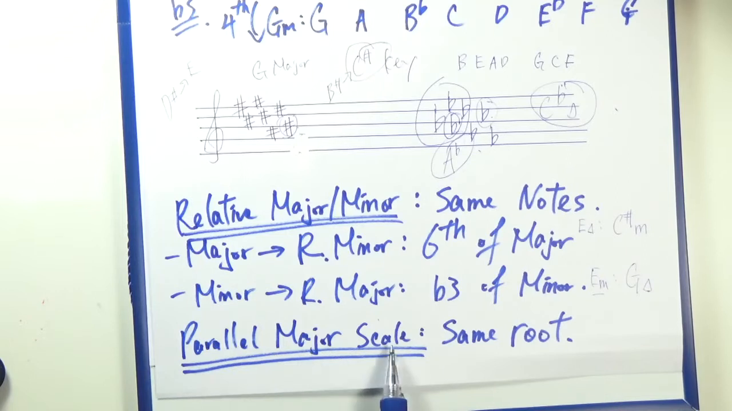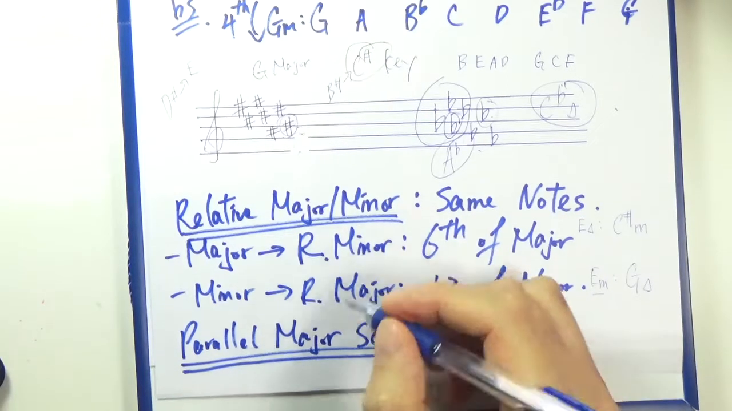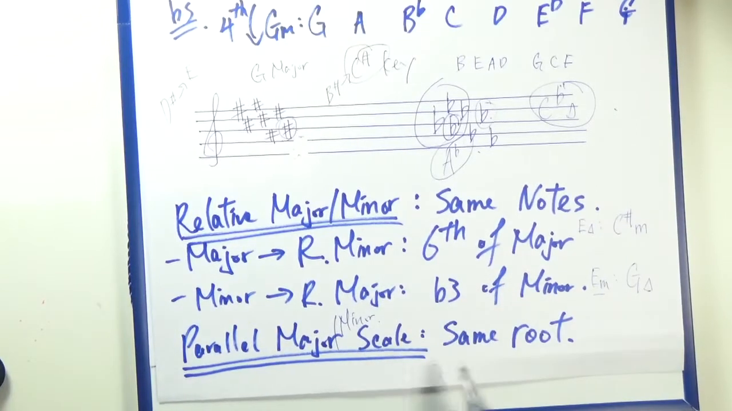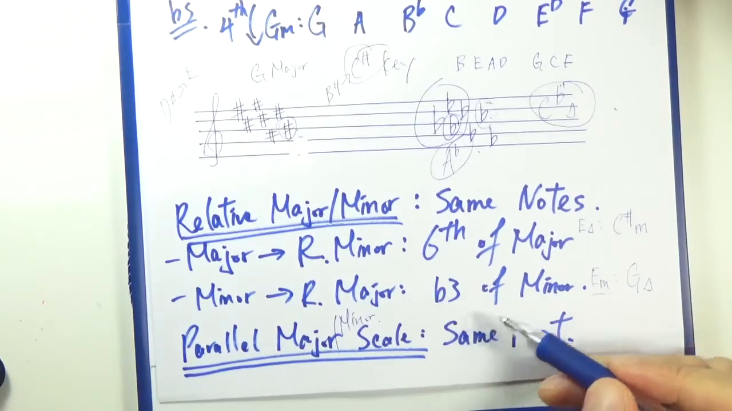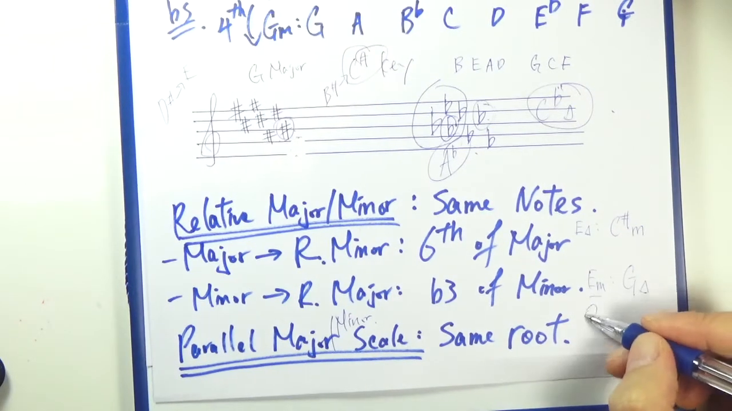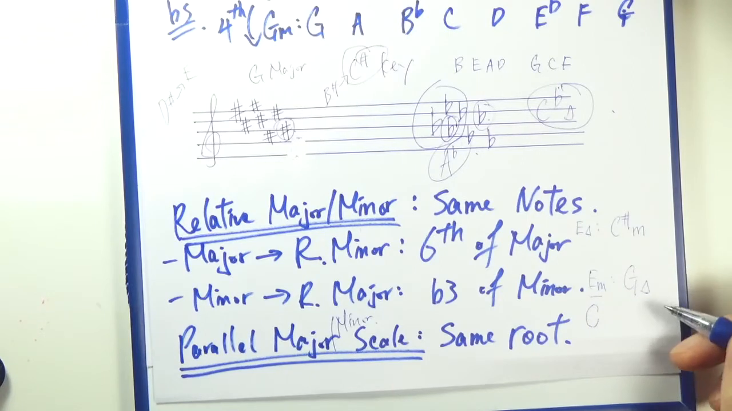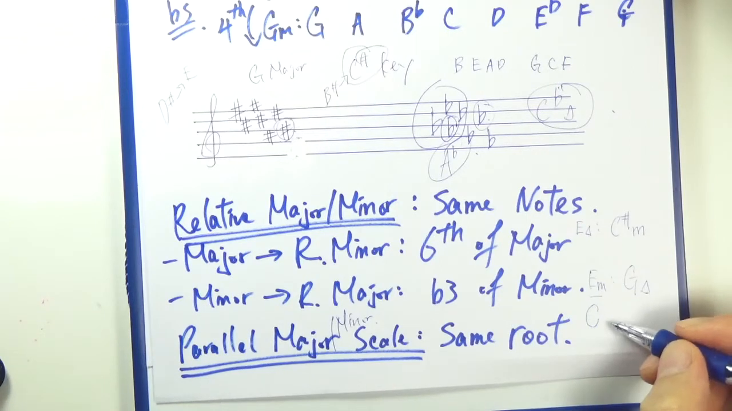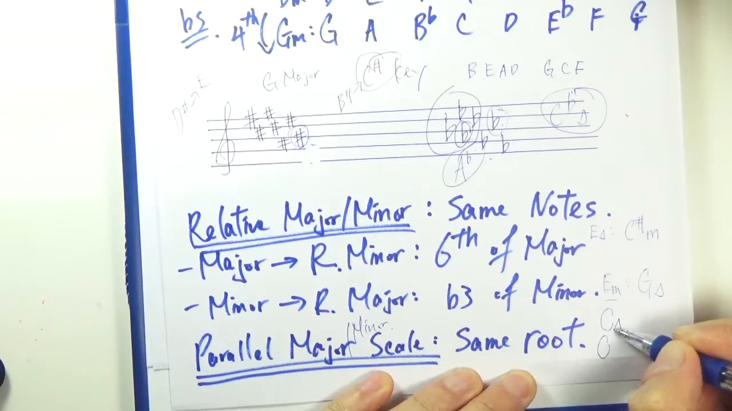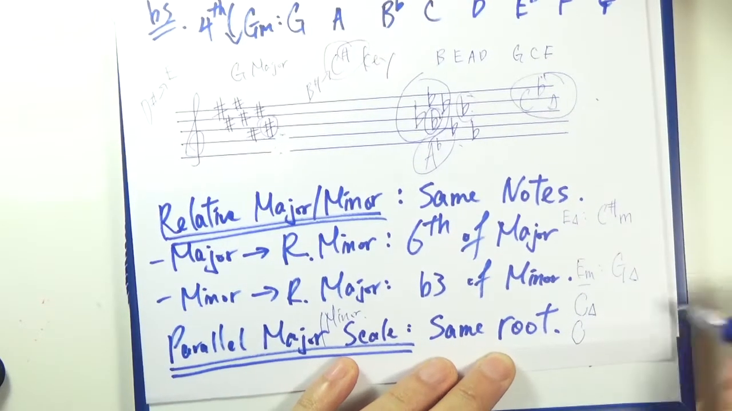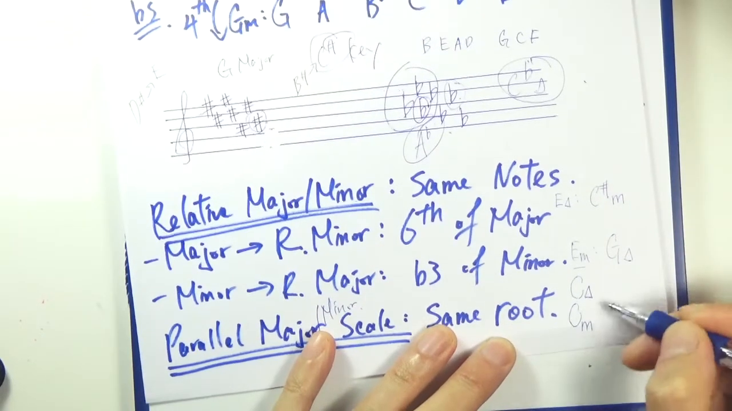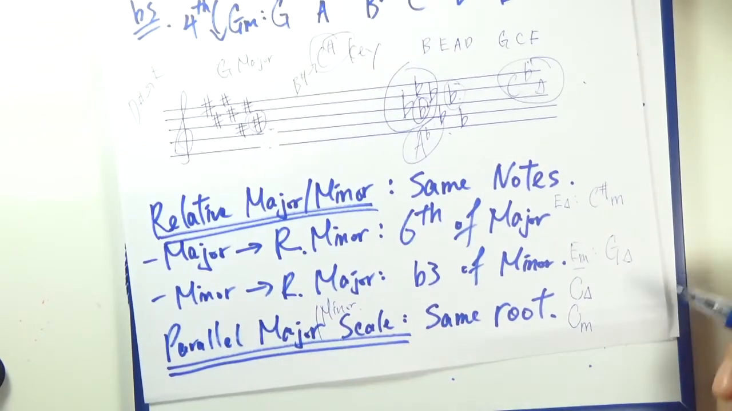Parallel major and minor scales, I should add minor here, alright? Parallel major and minor scales basically means that they have the same root but a different interval pattern. One very common way to illustrate that is by looking at simply C major and C minor. If I haven't mentioned, triangle means major, and small m means minor. So C major and C minor would be parallel to each other.